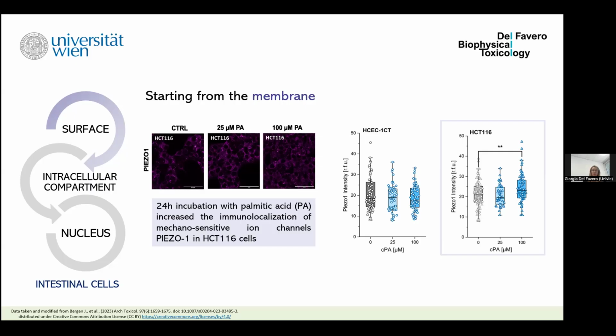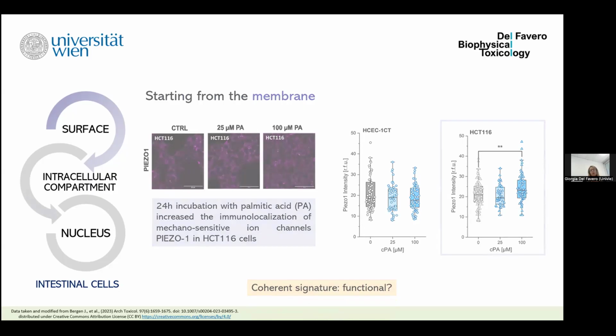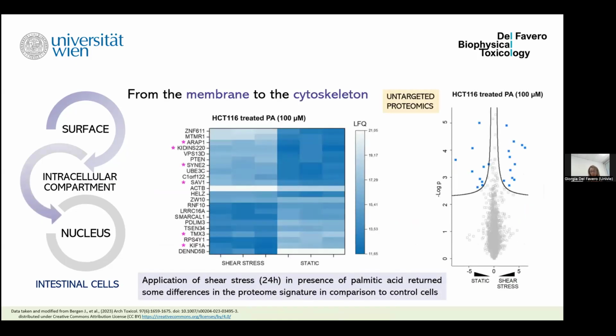All the signaling and all the effects I was describing up until now are related to the cell surface. So what we did afterwards was to try to understand if this signature is actually functional. In this case, we changed our approach a little bit and decided to go for untargeted analysis. So we performed proteomics, comparing the response profile of treated and untreated cells in static and under shear stress conditions. Here you can see the regulated proteins that we could measure in HCT116 cells after treatment with palmitic acid, comparing static and shear stress.